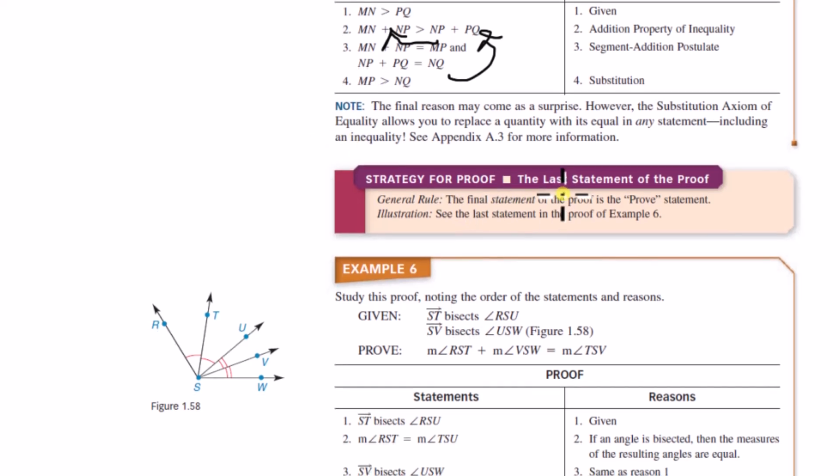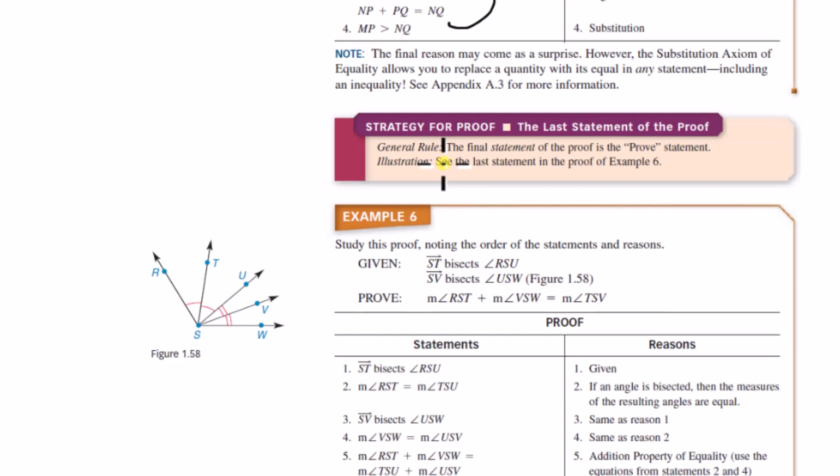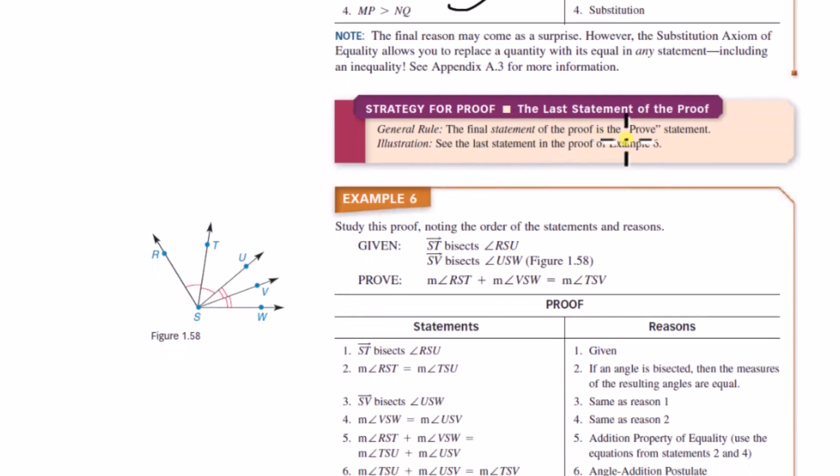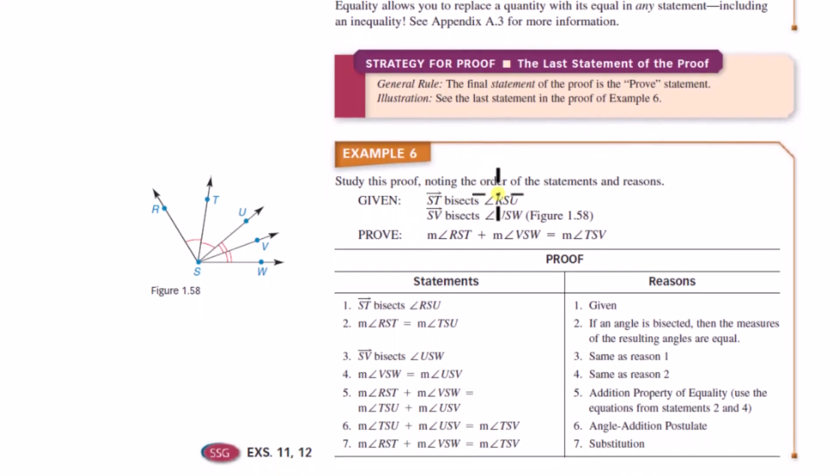All right, another tip for a proof. General rule: the final statement of the proof is the proof statement. Well, yeah, of course, that's what we've been talking about. See the last statement in the proof of example 6. Okay. Study this proof, noting the order of the statements and reasons.